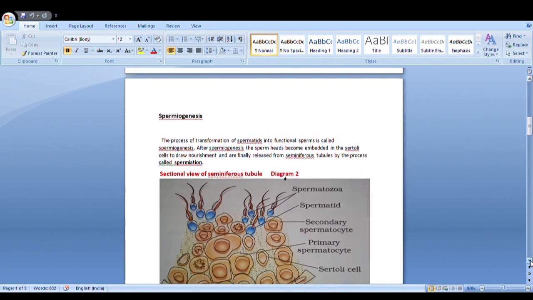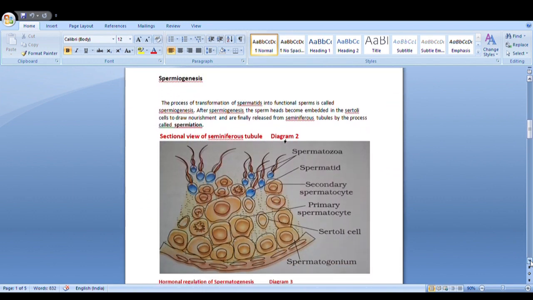Next is spermiogenesis. The process of transformation of spermatids into functional sperms is called spermiogenesis. So, the formed spermatids are non-functional, they cannot fertilize the ovum, so they have to be transformed to functional sperm. This process is called spermiogenesis. After spermiogenesis, the sperm heads become embedded in the Sertoli cells to draw nourishment and are finally released from seminiferous tubules by the process called spermiation.